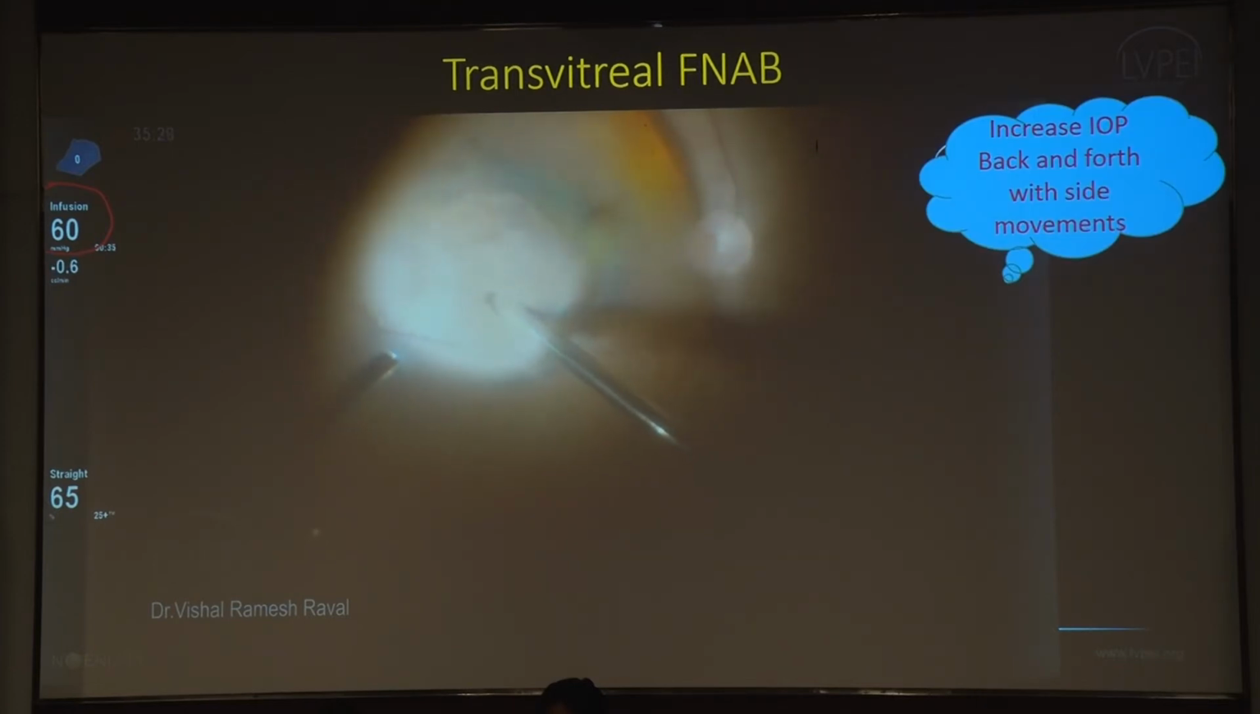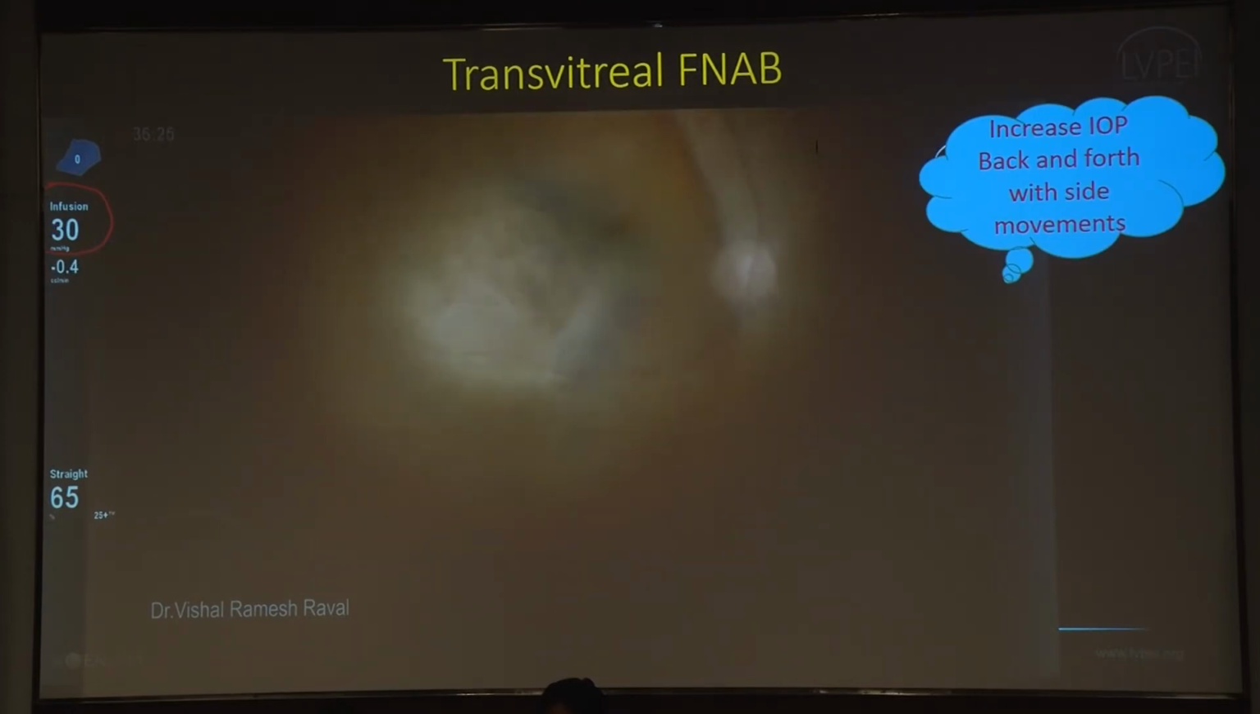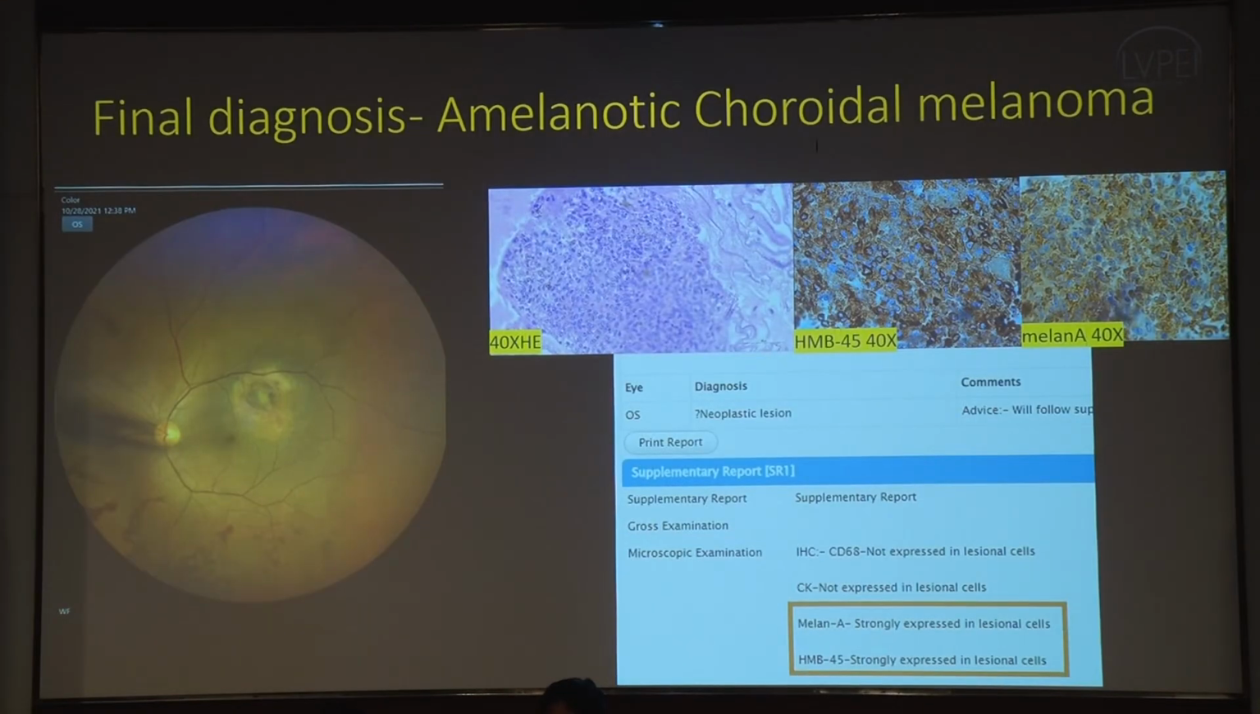In this, I think the important pearl is to increase the IOP whenever you're taking the biopsy, because there is a high chance there might be a bleed. So make sure that the intraocular pressure is around 60 millimeters of mercury. And again, to our confirmation of clinical diagnosis, the diagnosis was confirmed on histopathology to be melanocytic origin of cells and probably an amelanotic choroidal melanoma. Both the histochemistry stains for Melan-A and HMB45 were positive.